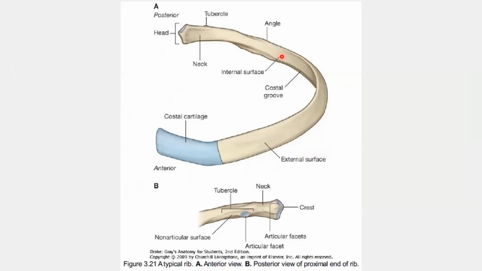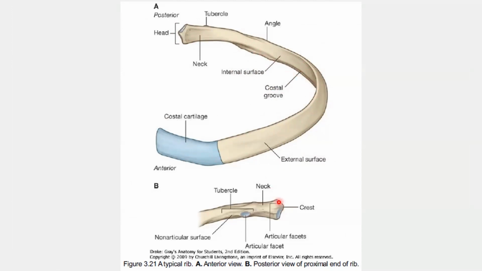Here you have a typical rib. There's a head, a neck, and a shaft. This is the shaft, and you have an angle in this region where it curves forward. You can see the internal surface and the external surface, and there's a small groove in the inferior region where the blood vessels and the nerves travel.